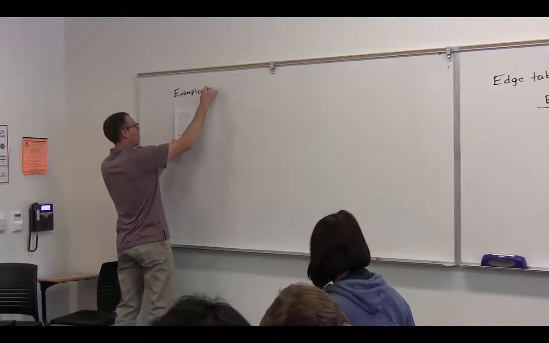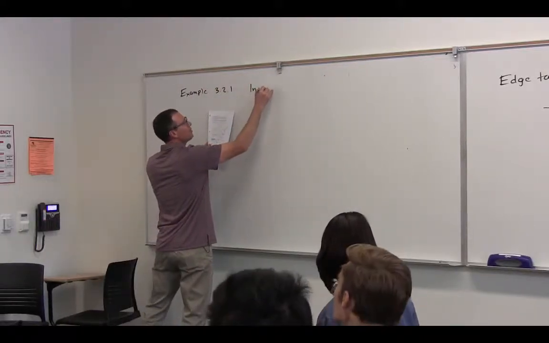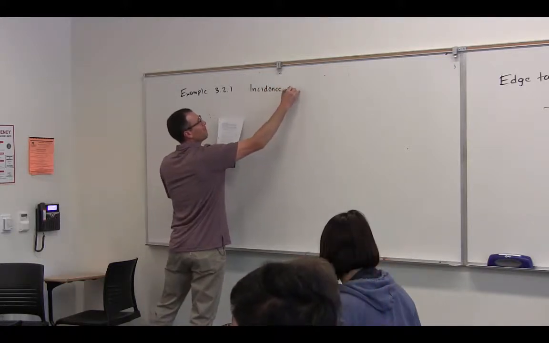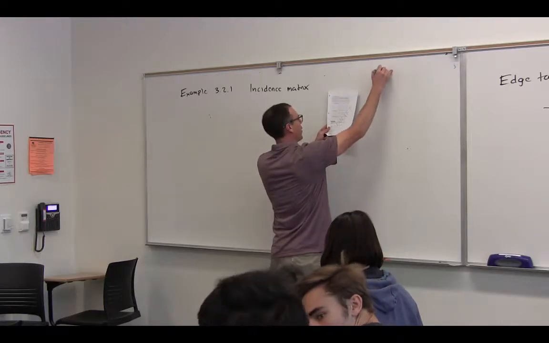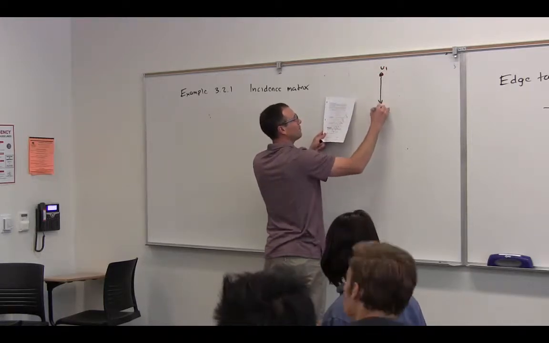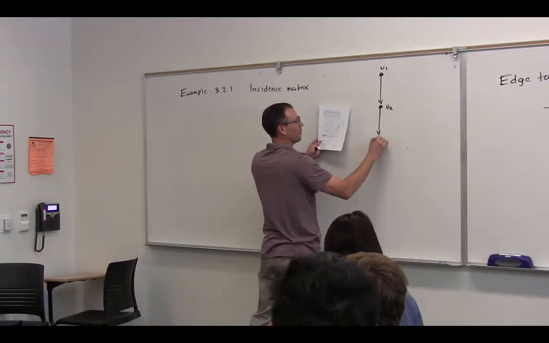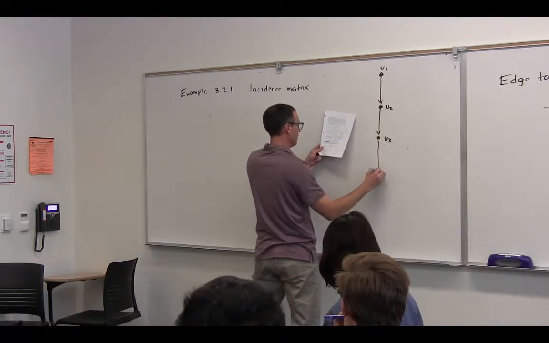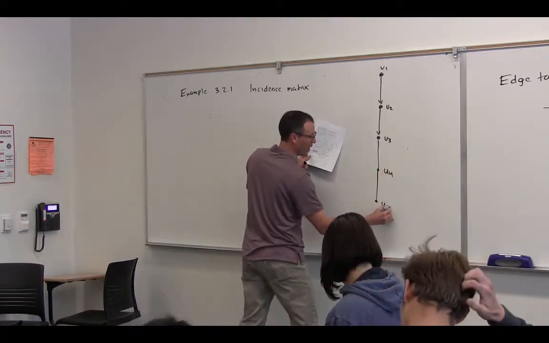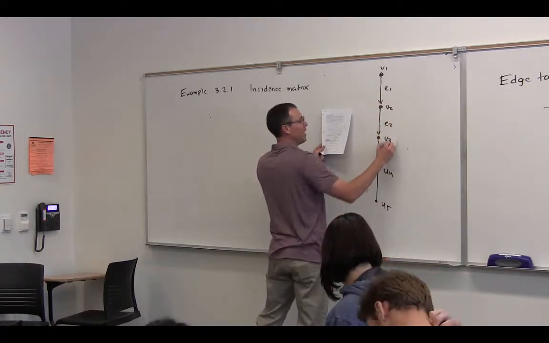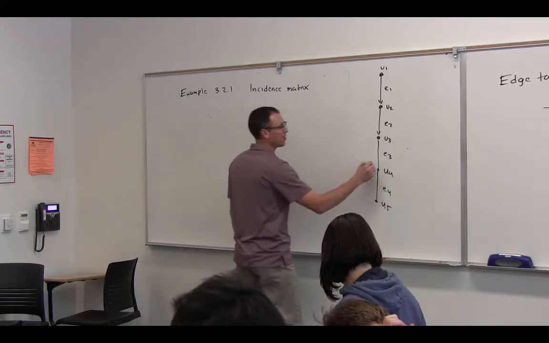So we're going to call this example 3.2.1, and we'll call this an incidence matrix. Okay? And we're going to call this U1. We're going to call that U2. We're going to call that U3. We're going to call that U4. We're going to call that U5, and we'll call this edge 1, edge 2, edge 3, edge 4. Anybody see something that's quite interesting?